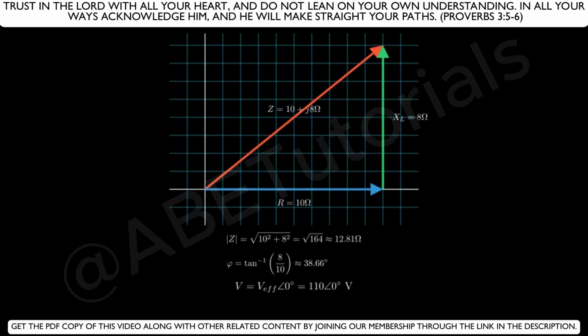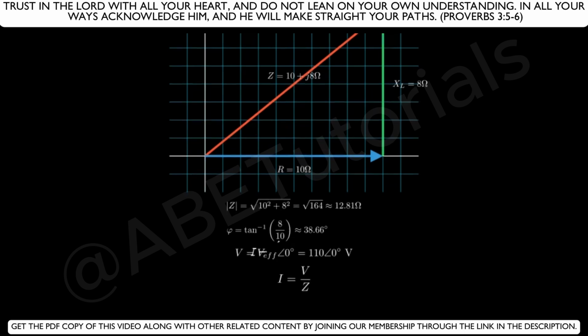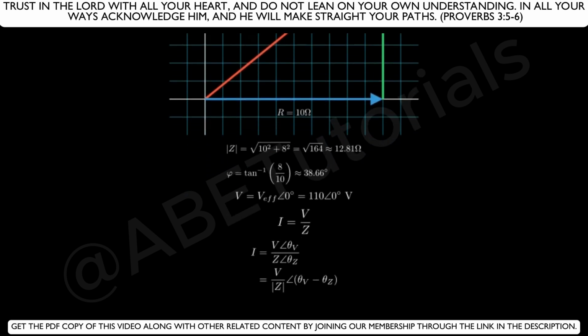Now let's find the current. According to Ohm's law for AC circuits, the current equals the voltage divided by the impedance. Since we're working with complex numbers, we divide the voltage phasor by the impedance phasor.